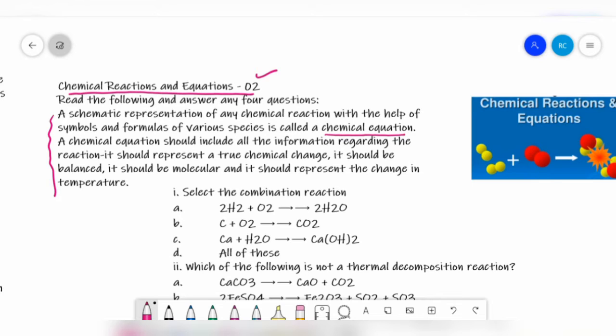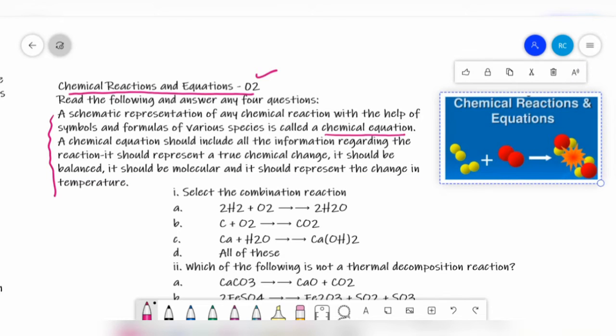It should represent a true chemical change. It should be balanced. It should be molecular, and it should represent the change in temperature. So it's given what are the characteristics of a chemical reaction. And the picture also given there, chemical reactions and equations. Okay, this is the picture they have given.